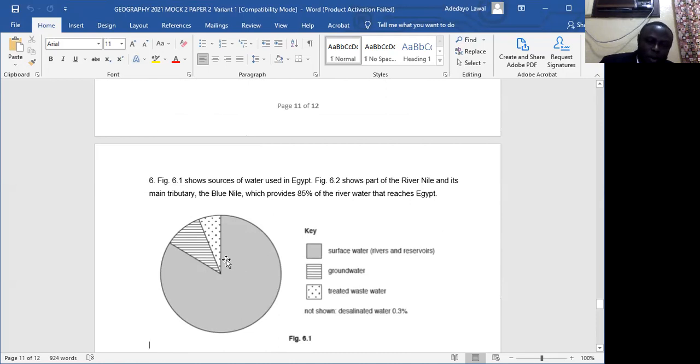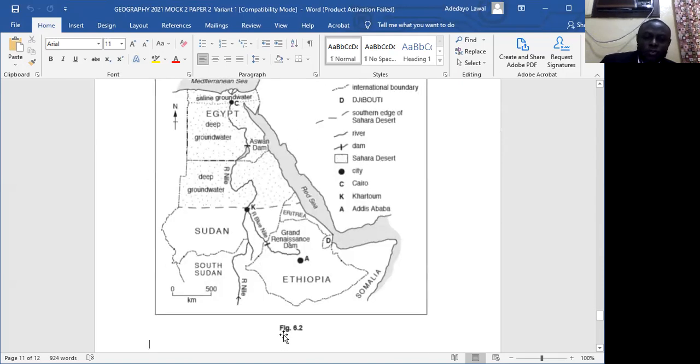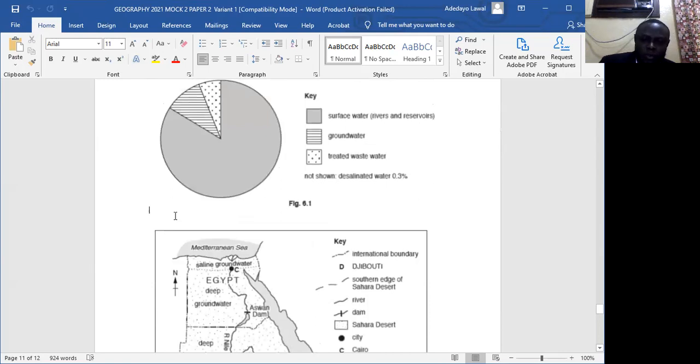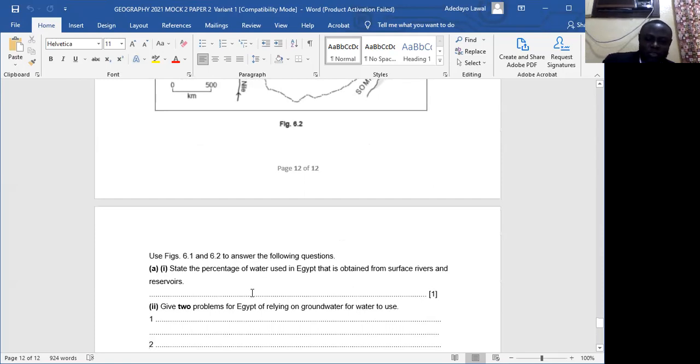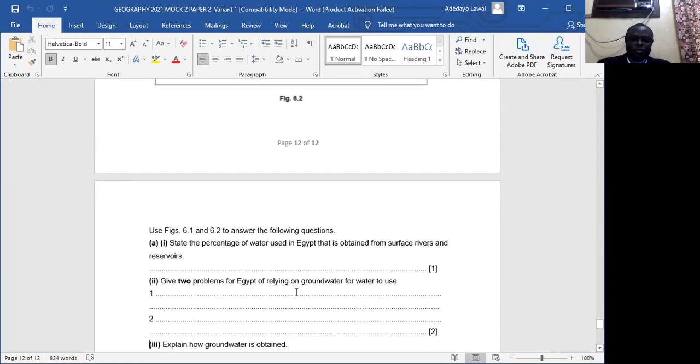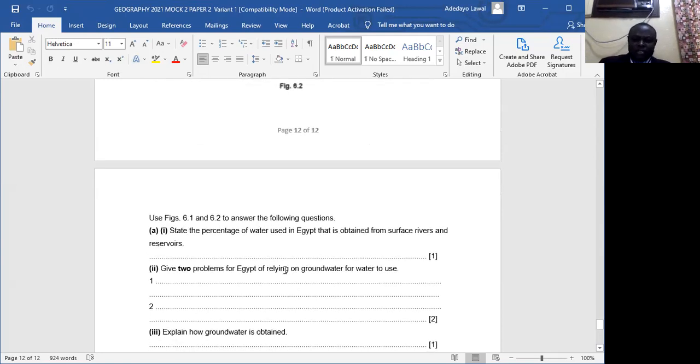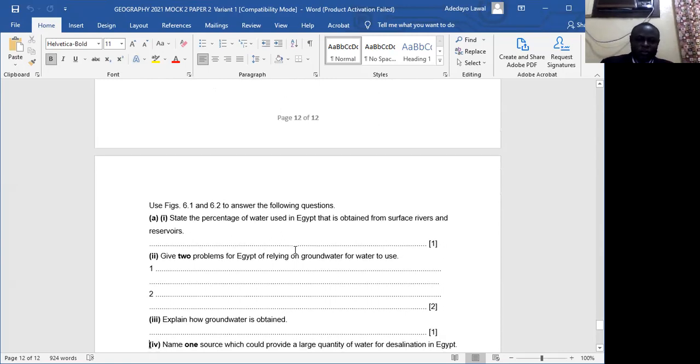So get your protractor, measure this angle. Whatever you get, put it over 360, multiply by 100. That will give you whatever it gives you. So from here, I know it's going to give you something within 85%. So the answer to this is between 85 to 89%, or between 80 to 85%. That's how to work it. I believe every student preparing for exam should be able to do that.